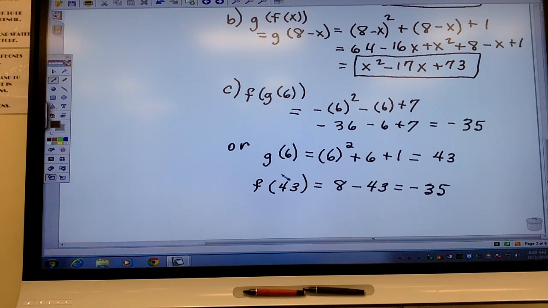The reason you would do it the second way is because you may not know what the composite is. So when you don't know what the composite is, get the value of the inside function, use that value for the outside function. All right, this ends today.